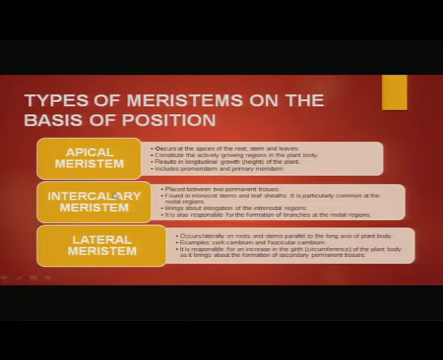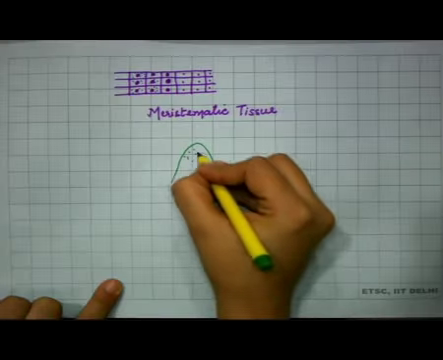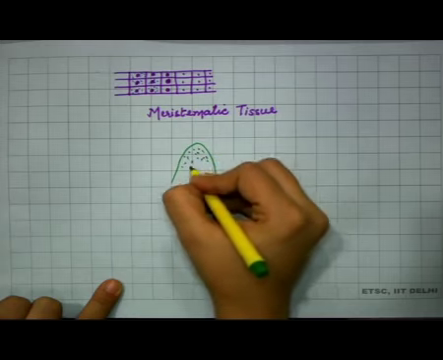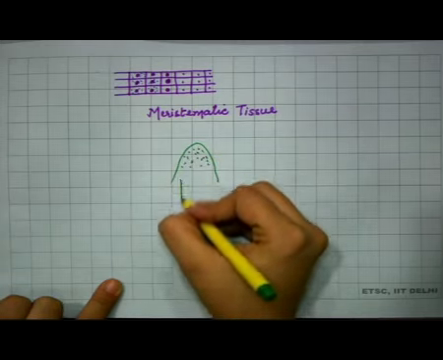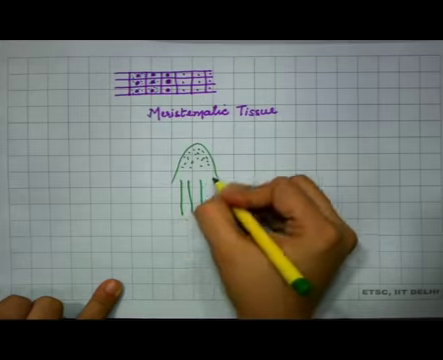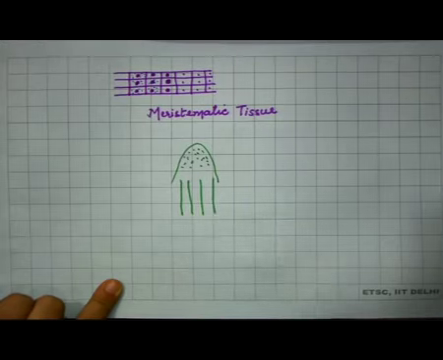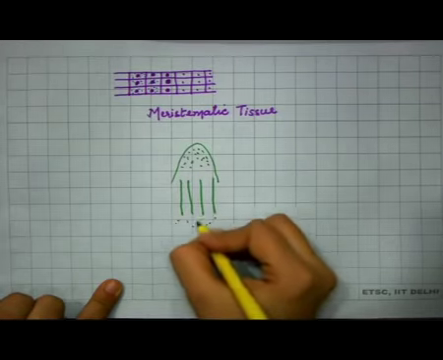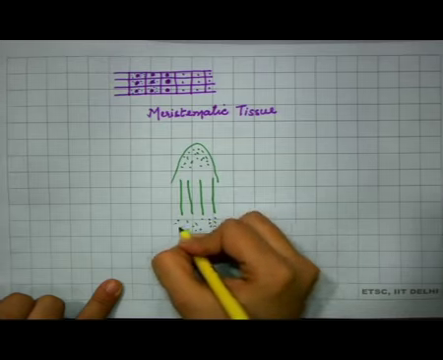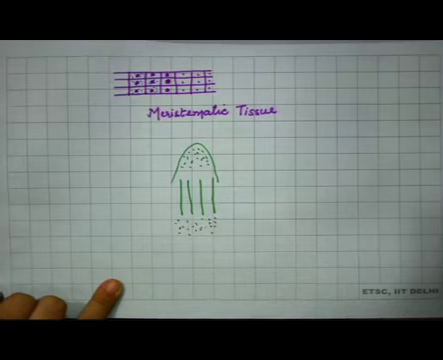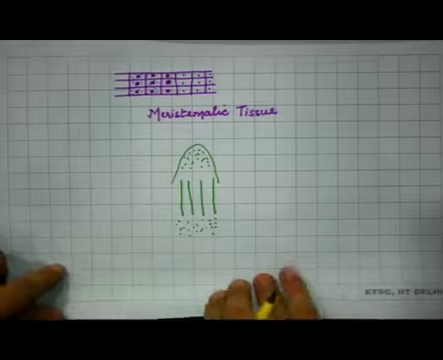The intercalary meristem is special because it is placed between two permanent tissues. Actually, what happens is that it must have been part of the initial meristem, but because of growth of the other tissues and cells, it has been separated and now it is known as the intercalary meristem.